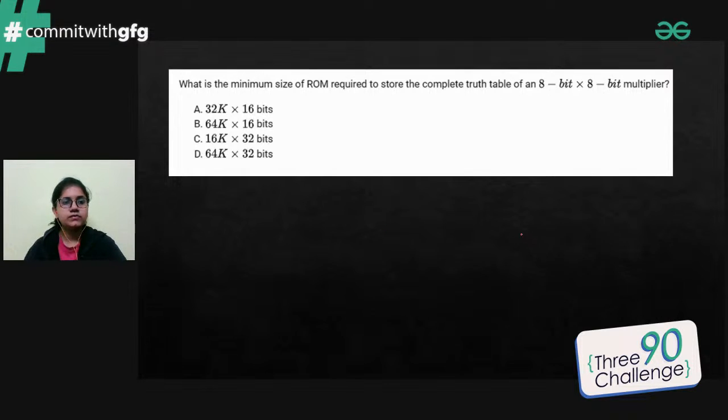Okay, so the question is, what is the minimum size of room required to store the complete truth table of an 8 into 8 multiplier? The options are given below. Option A is 32K into 16 bits. Option B is 64 into 16 bits. Option C is 16K into 32 bits. And option D is 64K into 32. Let's see the solution for this.